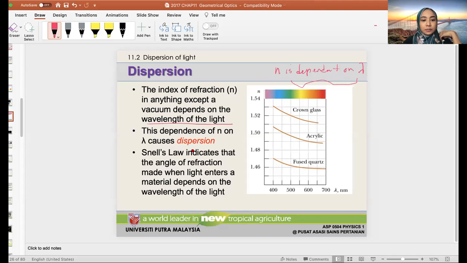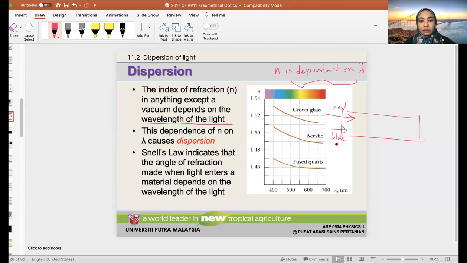So this causes dispersion. Snell's law indicates that the angle of refraction made when the light enters a material depends on the wavelength of light. Okay, for example, if I have a glass block and I shine two types of light, right? I shine red light and I shine blue light. So this is red and this is blue. Red and blue have different wavelengths. I can't remember the values, but they have different wavelengths.